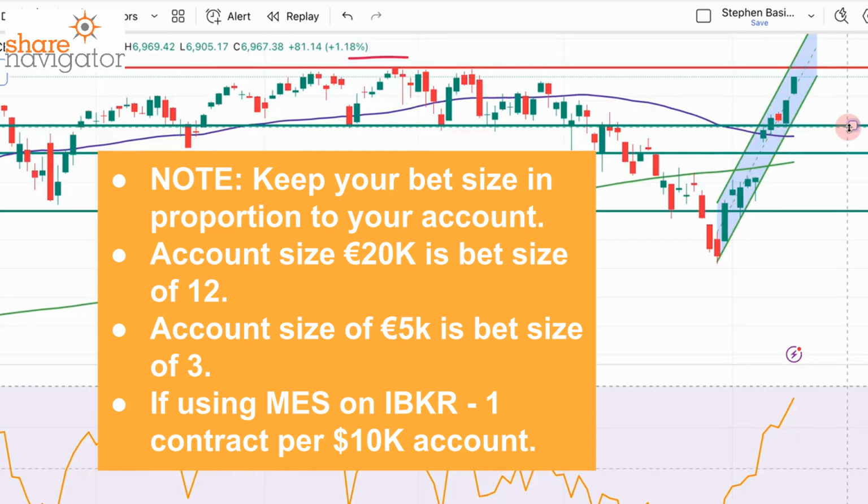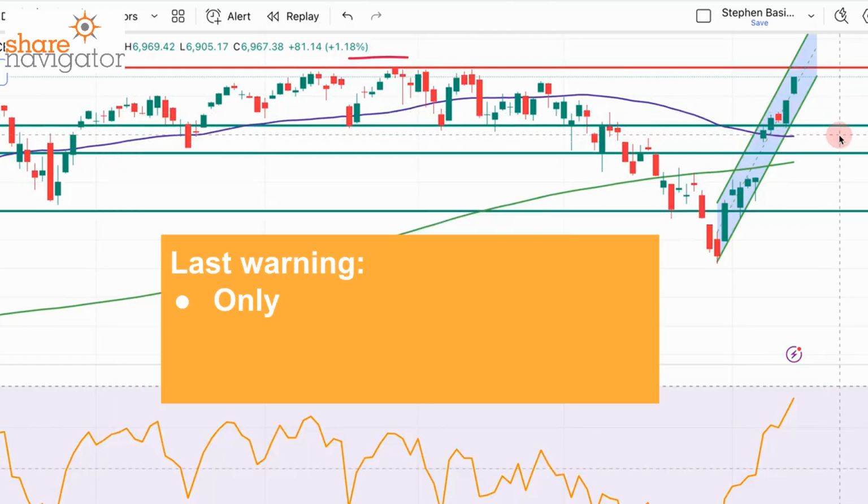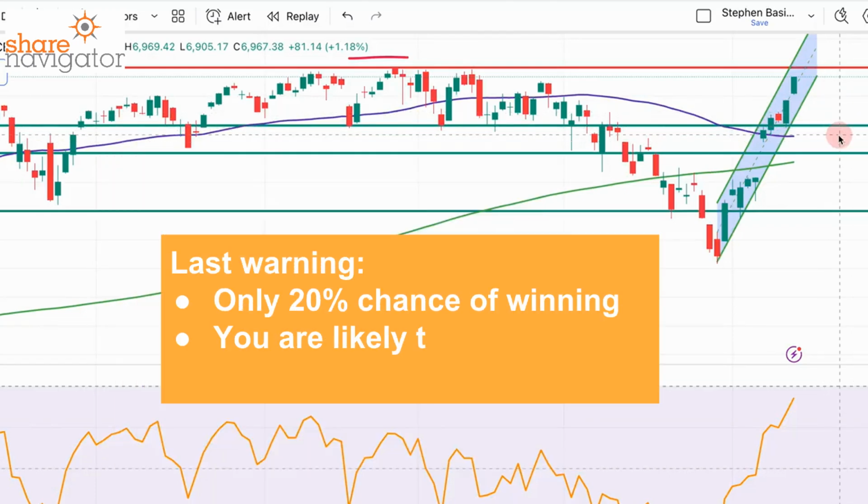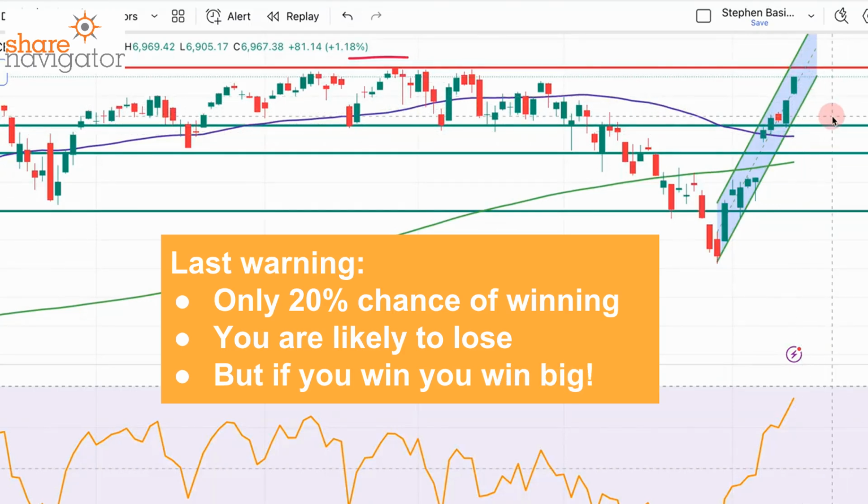Okay. If you're doing this on an Interactive Brokers account on MES, for every 10K, you would do one contract. 20K, possibly up to 3 contracts. There's a slight differential there, okay? But the numbers are the same. Probability in this trade, guys, is only 20%. So when you put this on, or if you do put it on, please note, you're unlikely to win on this trade. But if you do, you're going to win big.